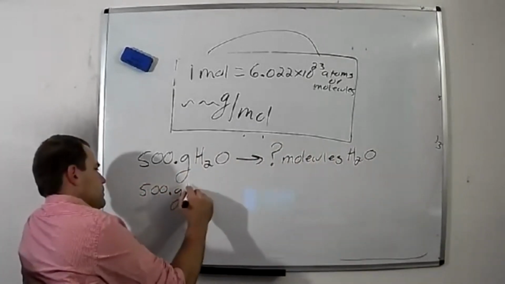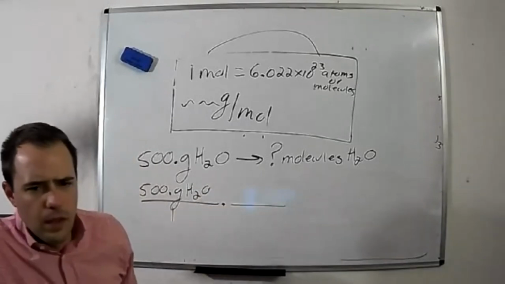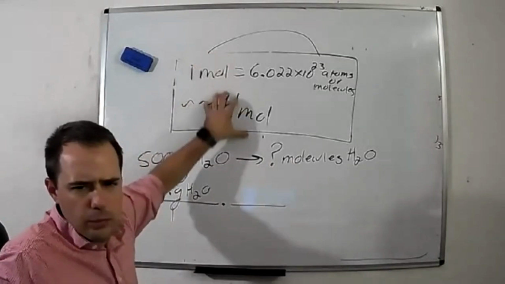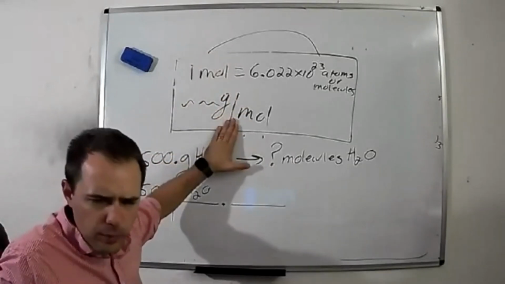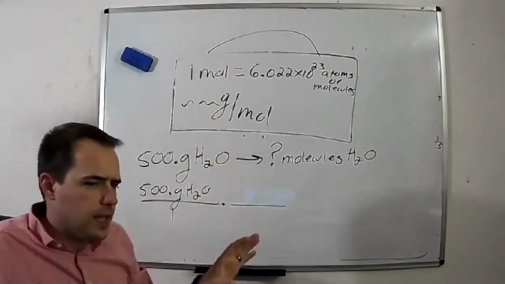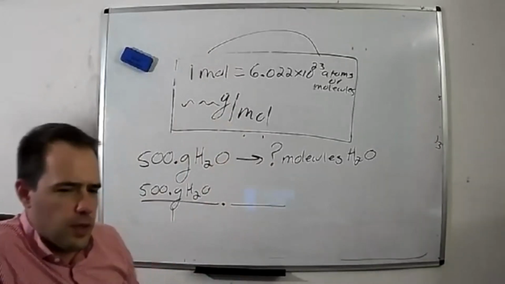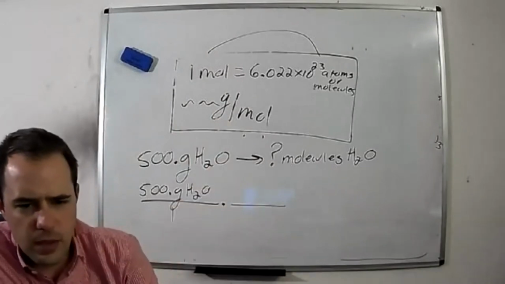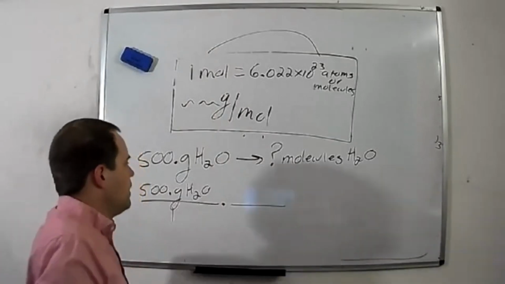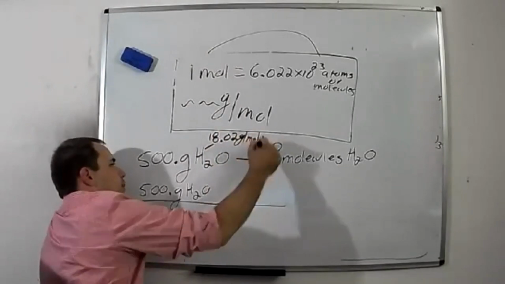500 grams of water over 1. I need to get rid of grams. So is that the job of Avogadro's number or molar mass? Well, it's going to be the job of molar mass, right? It's the only one that's got grams in it. So we need to get the molar mass of water. This is the only time I'll say I would prefer if you don't show the work. I want you to grab a periodic table and add up the average molar mass of water. So 2 times 1.01 plus 16. Water has an average molar mass of 18.02 grams per mole.